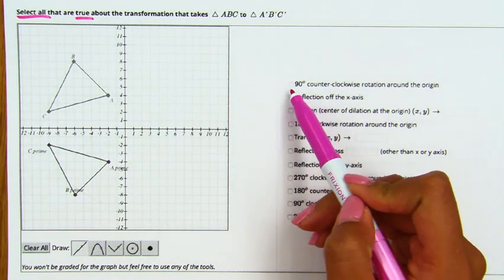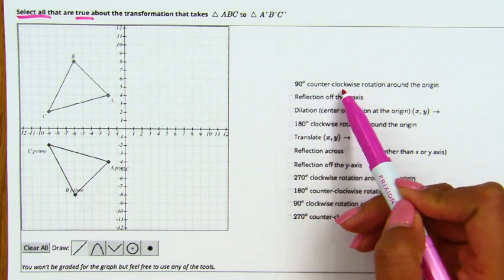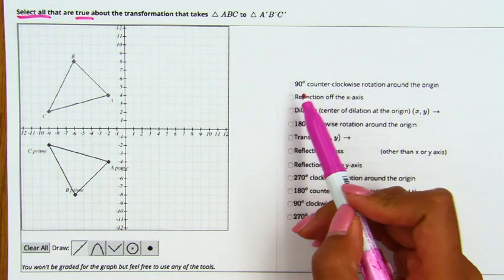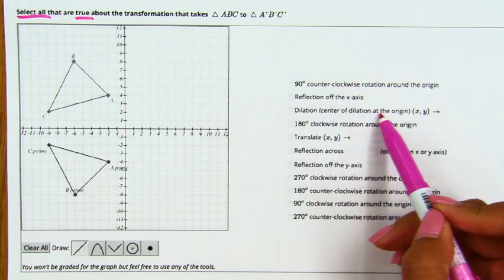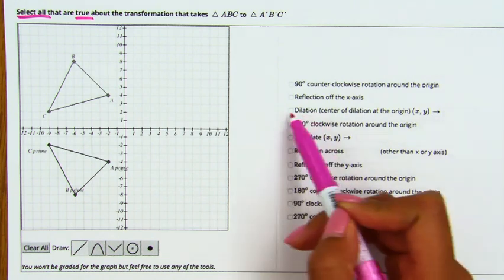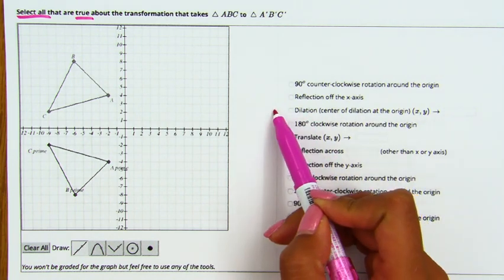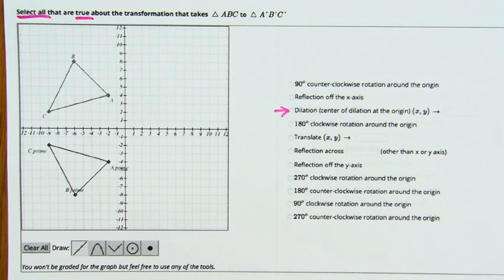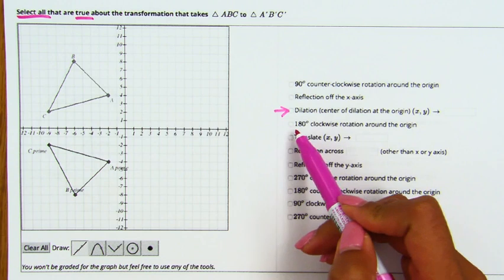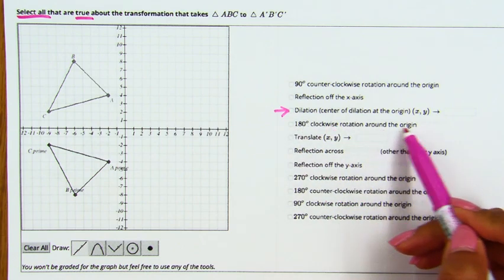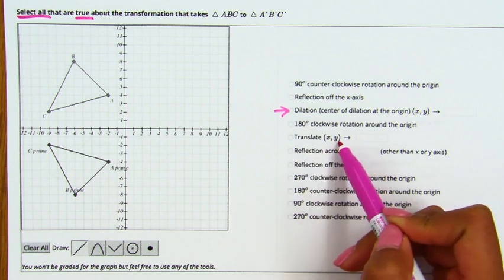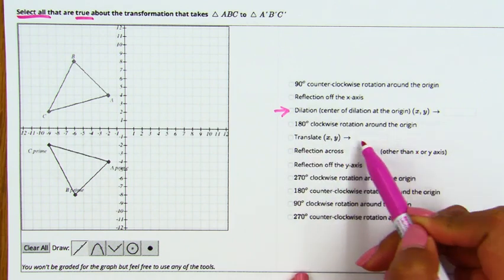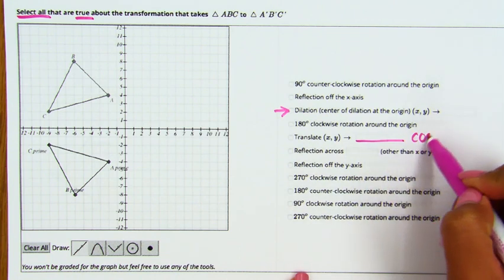So here they're giving us an option to say that there's a 90-degree counterclockwise rotation around the origin, a reflection across the x-axis, a dilation, which is the center of dilation of the origin. Where do they want it? Now I will say this, we haven't talked about dilations yet, so there's a good chance that's not even going to be an option for us. Hint, hint. Next one, 180 degrees clockwise rotation around the origin. Translation, so it looks here like if it is a translation, we're going to have to provide the coordinate rule. They're asking for that.